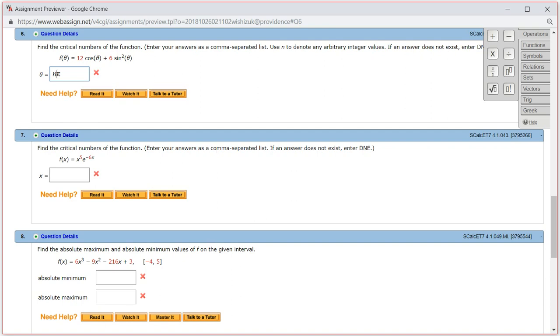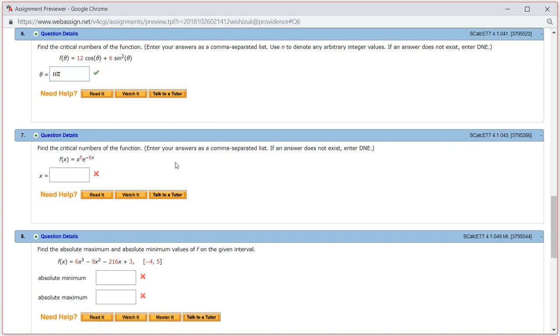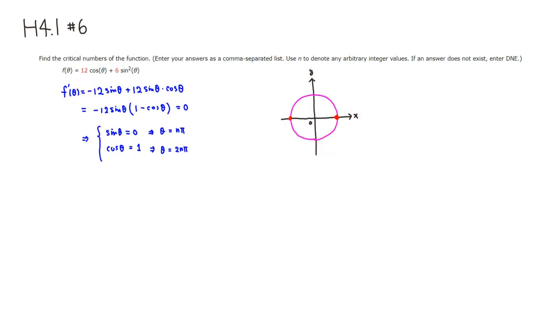Alright, so let's check the answer. I came back and it looks like we got this one correctly. That's it. I hope that this was clear.